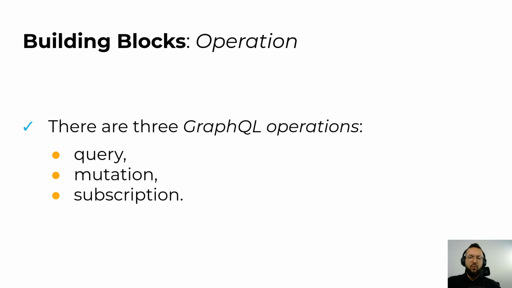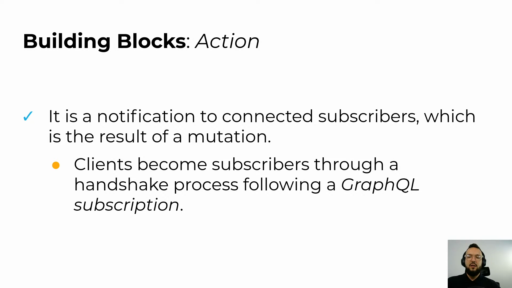Speaking about the high-level overview, all those queries, mutations, and subscriptions are called operations. And an action is basically a notification to a connected subscriber as the result of a mutation. So clients become subscribers through a handshake process following a GraphQL subscription, and then they receive actions that are sent down the line via subscription channels.